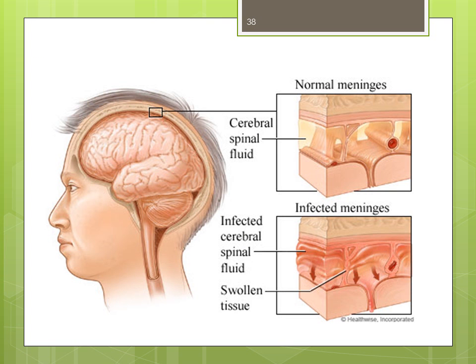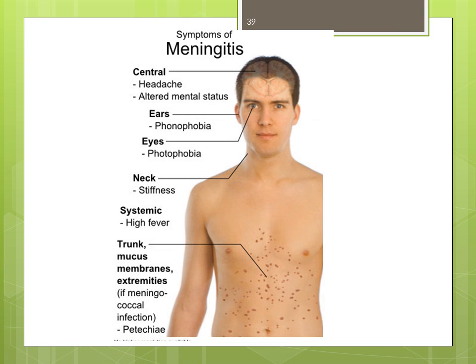So here's just a picture of where the meninges are in the brain, and then when they're infected and become swollen, you can see how there's pressure pushing in on the brain. And this very healthy looking guy who they're depicting has meningitis is going to have a very severe headache. He may have an altered mental status. He will be sensitive to light and sound. He'll have a stiff neck, high fever, and then this meningococcal infection will cause a rash on the trunk and mucous membrane, so inside the mouth.